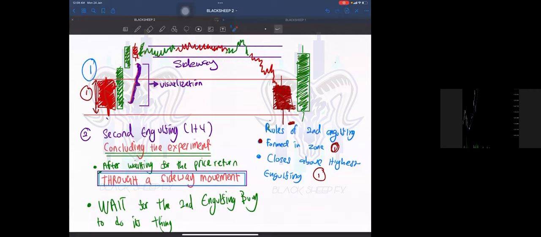Because the moment price decides to come back down, it goes back up. Comes back down, goes back up. Meaning the buyers are still very present. Logic?